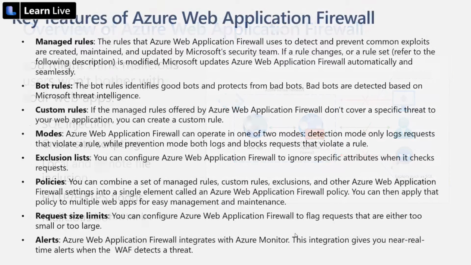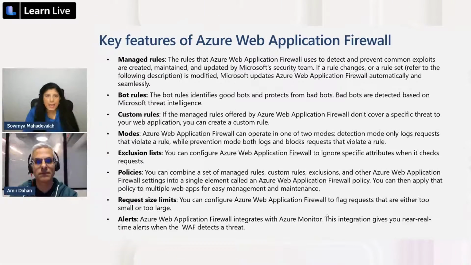Now I want to touch at a high level on the key features of Azure WAF. At a very high level, the WAF constitutes managed rules. These are rules that WAF uses to detect various web vulnerabilities. This is a combination of various rules, and the rules are maintained by the Microsoft security team. And if any of the rules change, then we notify customers and we update the WAF automatically.